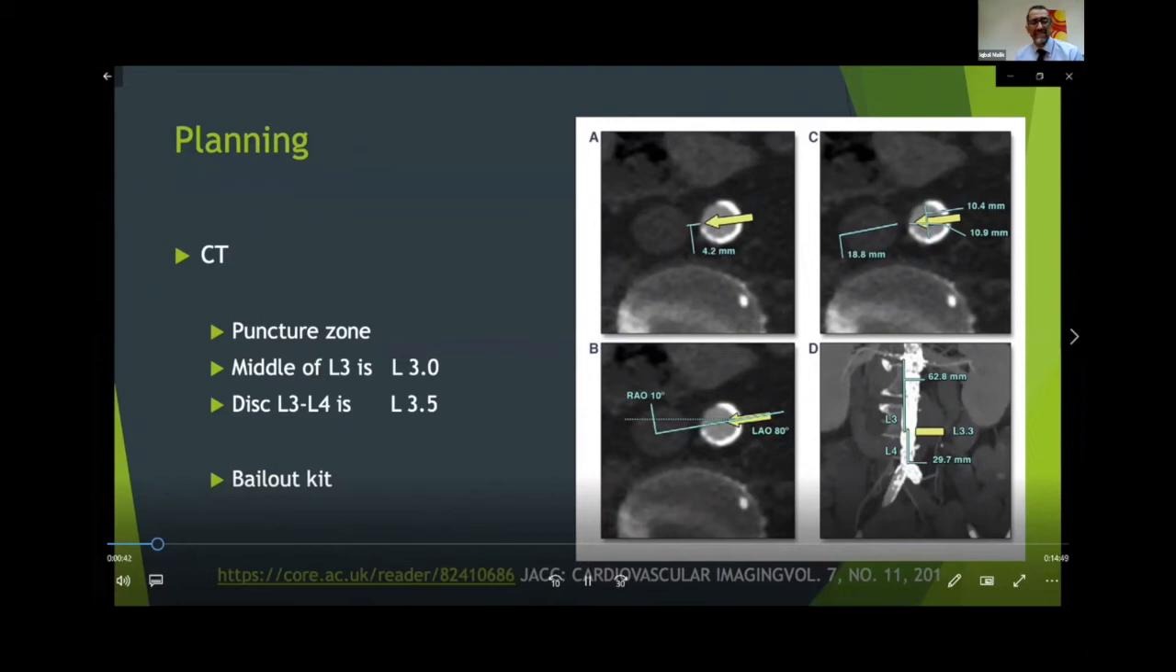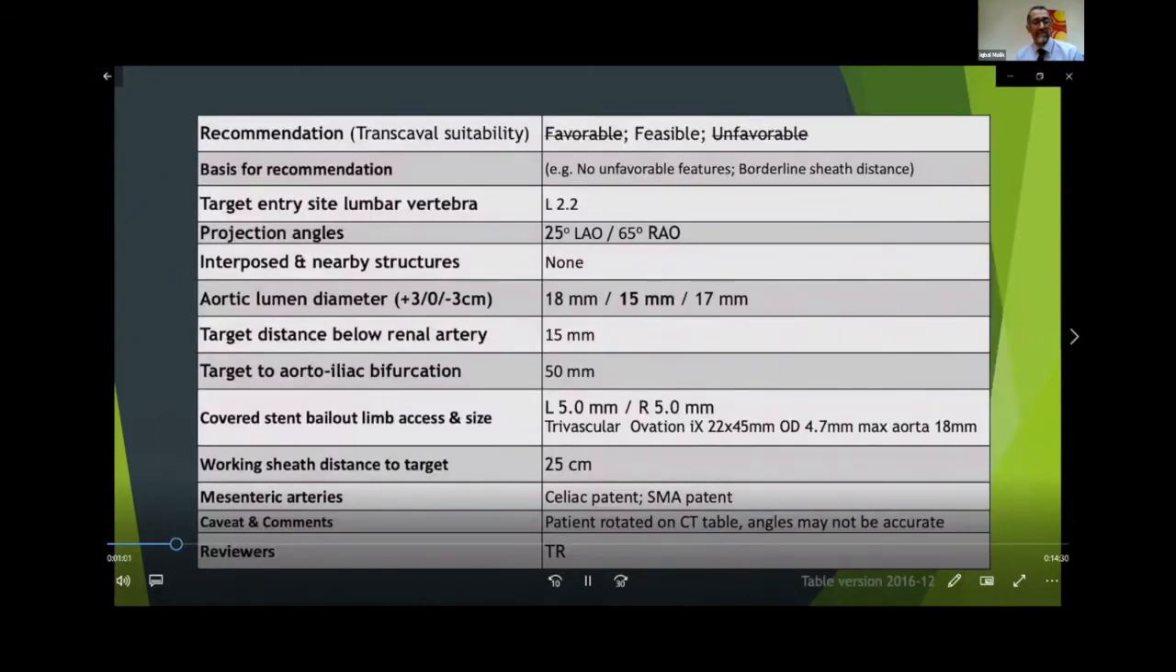So planning starts with CT, and you need to have a puncture point. If your puncture point is right next to the kidney or right by the bifurcation, you won't be able to get a covered stent into it. And the nomenclature developed in America is that the middle of L3 is L3.0, and L3.9 is actually just above the middle of L4. So you get a table like this, which tells you whether it's feasible or not, whether the target angle is right, what angle you use in the cath lab, what size stent you would actually need to bail out, and so what's your working length.